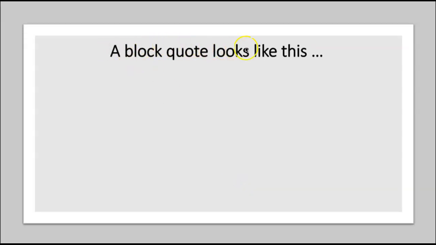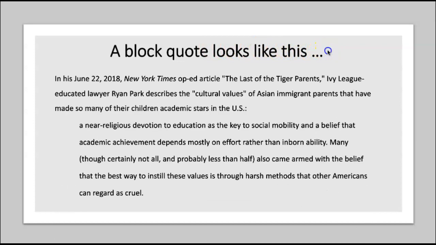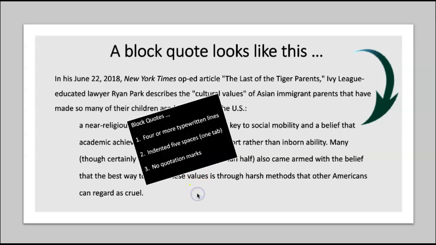A block quote looks like this. And here we see an example of a block quote. It meets the 3 requirements in regard to format for block quotes. 1, 4 or more typewritten lines, and we can see that here. 2, indented 5 spaces, 1 tab from the left margin, so it's in its own paragraph, and we can see that here. And 3, no quotation marks at its beginning or at its end.